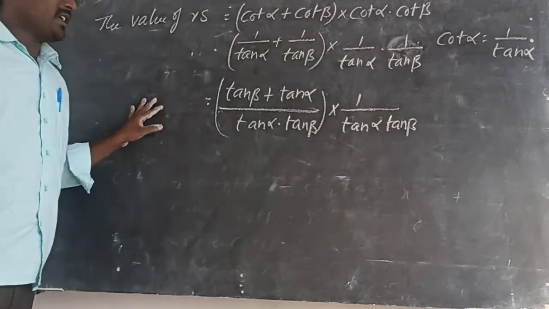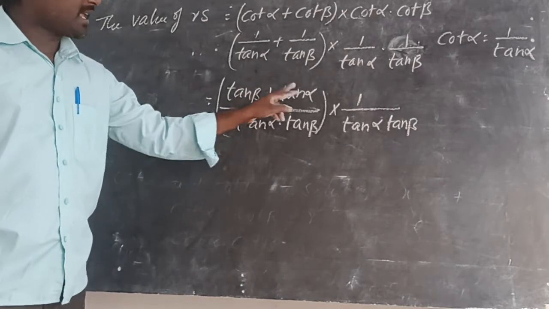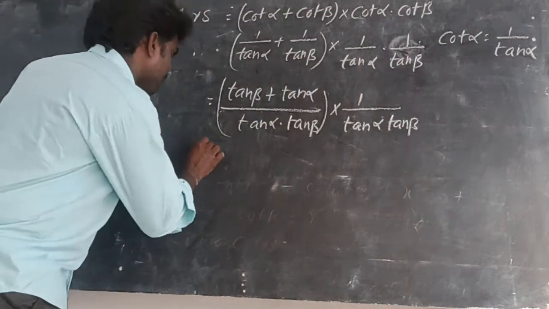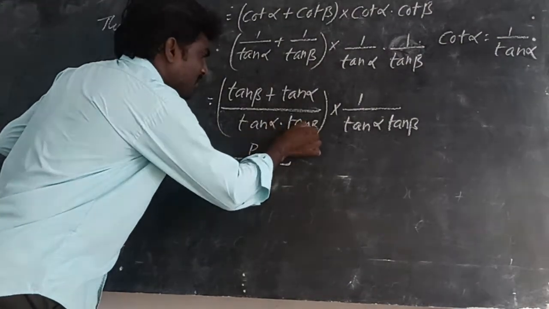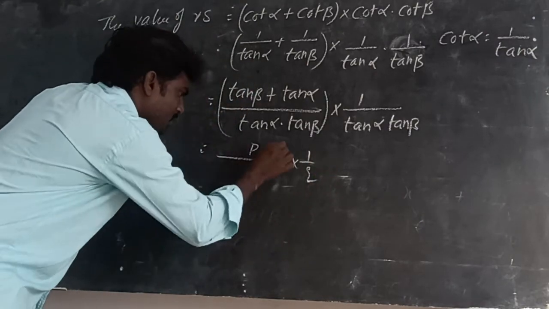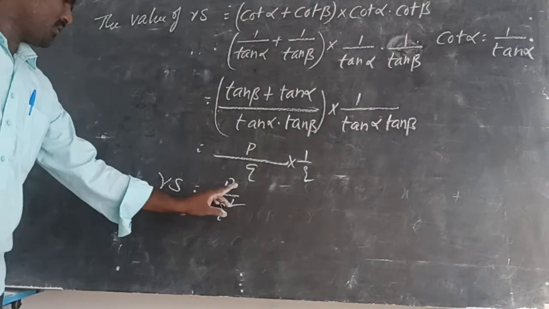Here we know that tan alpha plus tan beta is P from equation 1. Its value is P by tan alpha into tan beta, that is Q, into 1 by Q. That is equal to P into 1, which is P by Q square. So the value of RS is equal to P by Q square.